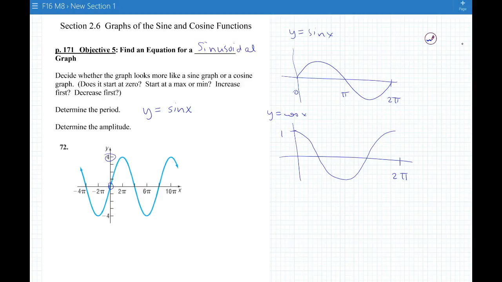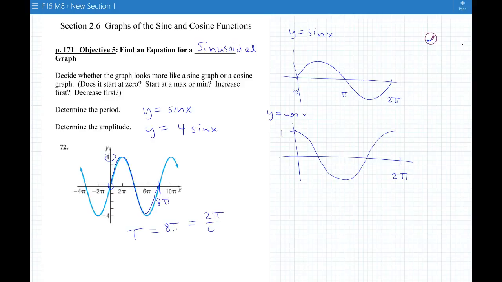But then we see that the top is 4. So we say, oh, that means it must be y equals 4 sine x, because that's how you get the waves to be taller. And then we ask, how long does it take until we get through one cycle? 2, 4, 6, 8 pi. So the period T is 8 pi.